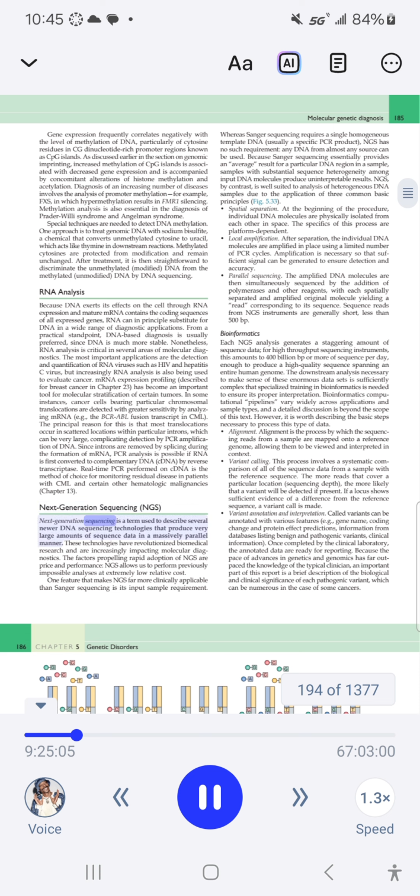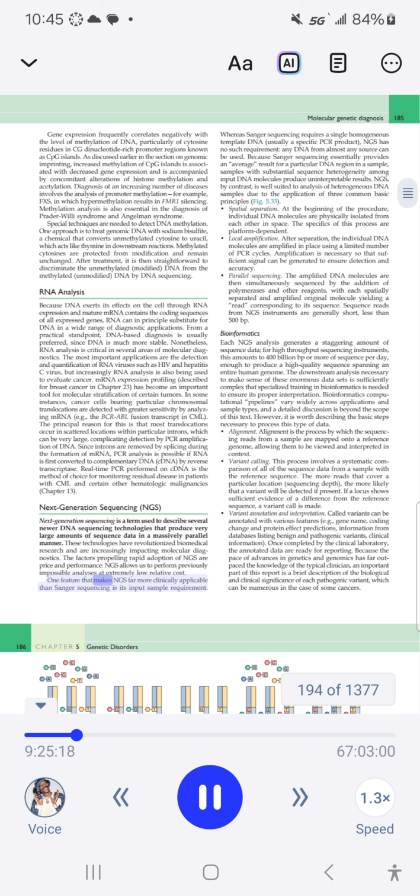Next-generation sequencing is a term used to describe several newer DNA sequencing technologies that produce very large amounts of sequence data in a massively parallel manner. These technologies have revolutionized biomedical research and are increasingly impacting molecular diagnostics. The factors propelling rapid adoption of NGS are price and performance. NGS allows us to perform previously impossible analyses at extremely low relative cost.